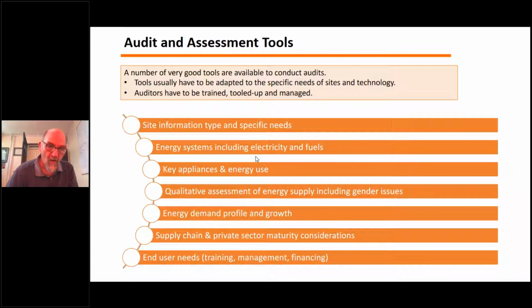So what does it look like over 24 hours? When's the peak? What's the maximum? And how is it going to grow? If you add a solar system and they add 5 more air conditioners, then you've got a problem. Then you need to know about supply chain and private sector maturity considerations. If there isn't a private sector in place, then the procurement process really needs to consider how we are going to get a good company to do this for us. And then you need to know, what are the end user needs? How do they need to be trained?